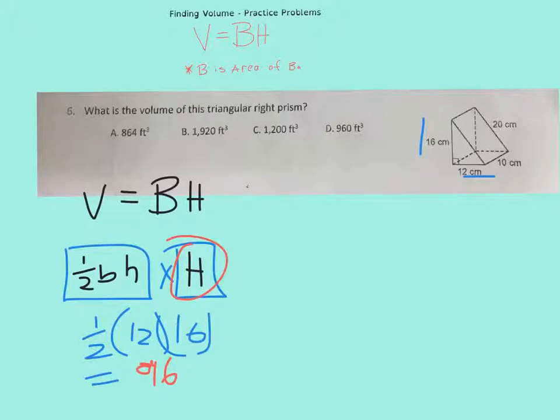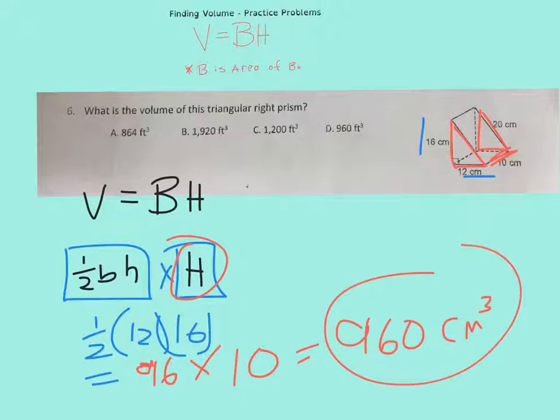by the height. Well, the distance from the one triangle to the triangle in the back is 10. So the height of this triangular prism is 10. And that answer would be 960 centimeters cubed for our volume.